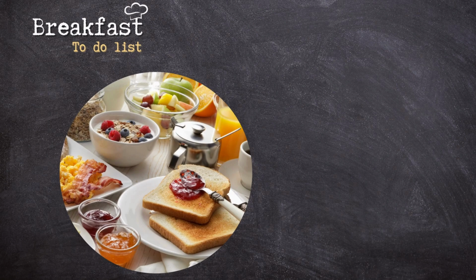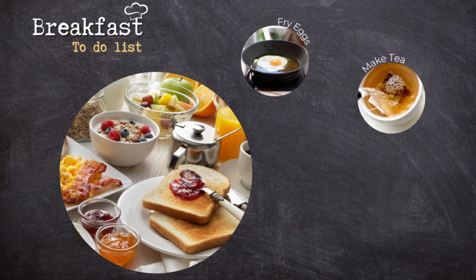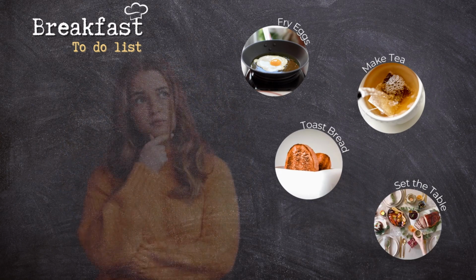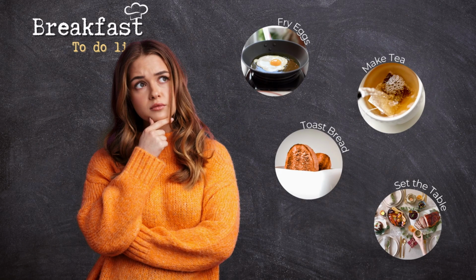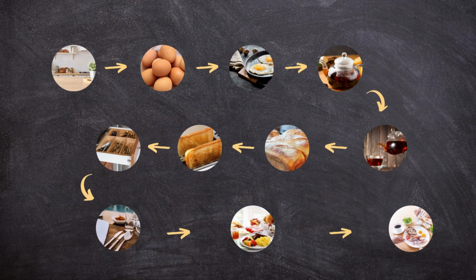So let's look into an illustration. Say you need to do the following tasks for breakfast: fry eggs, make tea, toast bread, and set the table. If you would like to determine how long you can prepare breakfast having multiple tasks, we can make a network diagram which will represent the sequence of the tasks needed to be done.